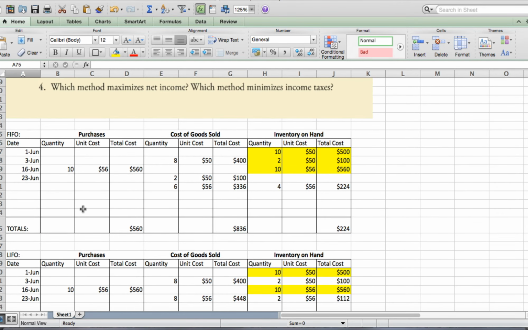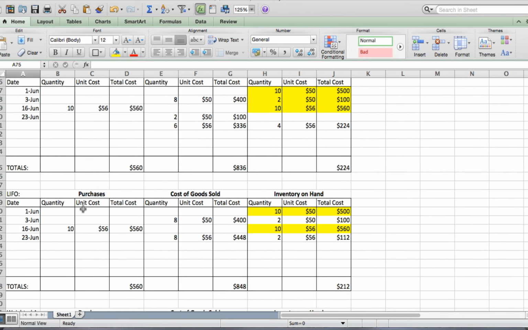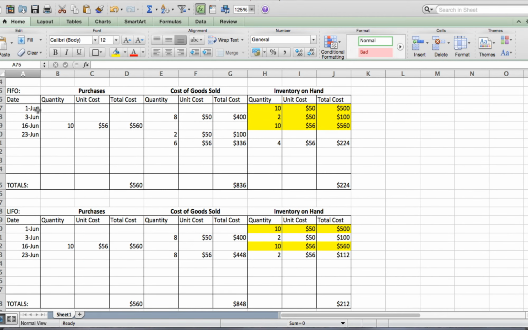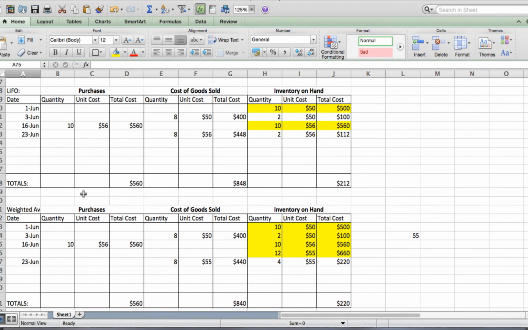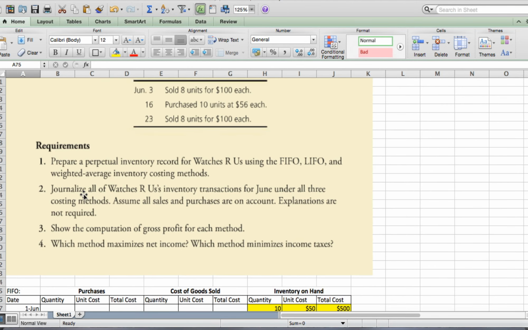The journal entries for the first 2 transactions are going to be the same for all 3 items. We're going to assume that the inventory on hand that we started with, 10 units at $50 each, since that's already in hand, we don't need to do a journal entry for that. Whenever we got that inventory last month or whenever it was, that's when we did the original journal entry for that. All we need to do journal entries for is the transactions that took place in the month of June.